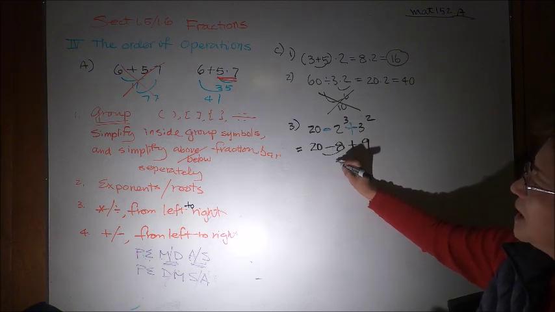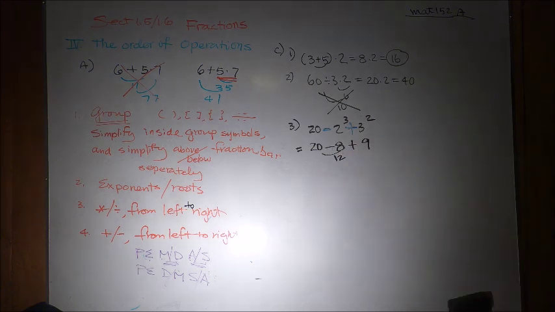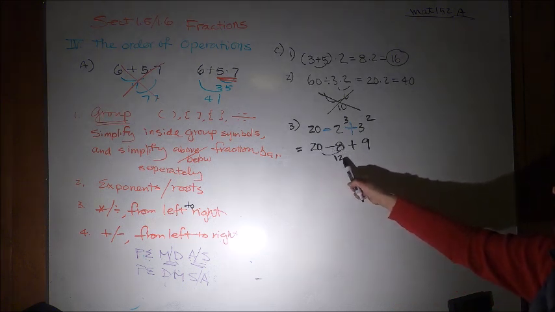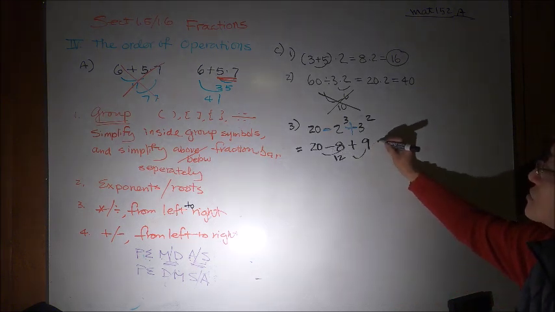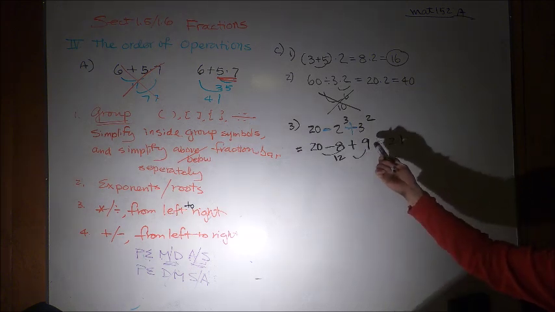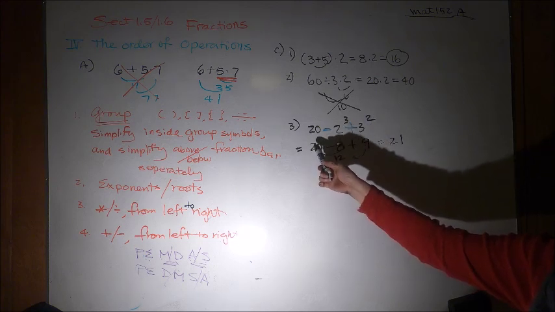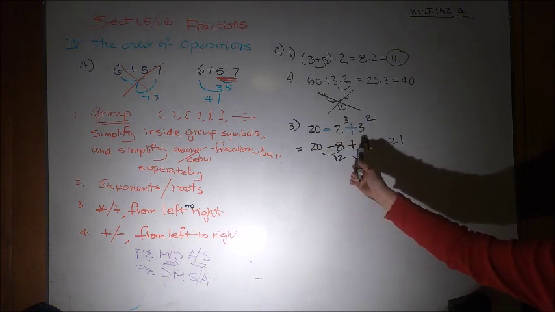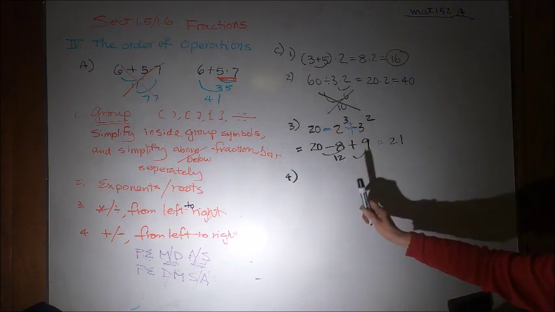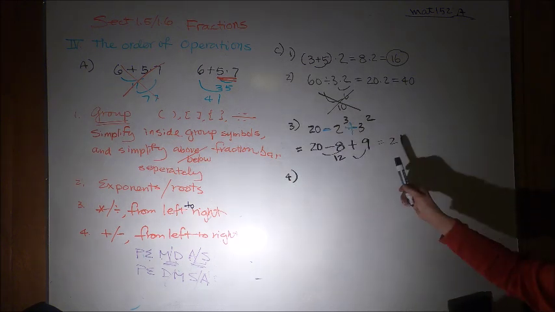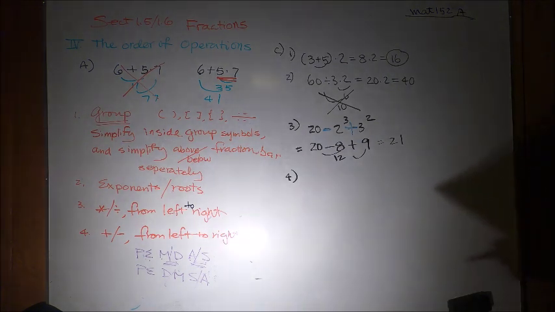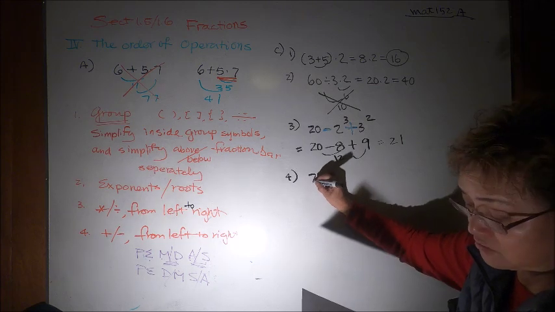Then 20 minus 8, from left to right. Remember that. So 20 minus 8 is 12. 12 plus 9 is what? 21. If you do 8 plus 9 first, 17, and subtract that from 20, then you get a different answer. That would not be right. So you need to do it from left to right. Plus and minus are in the same category, and you need to do that.